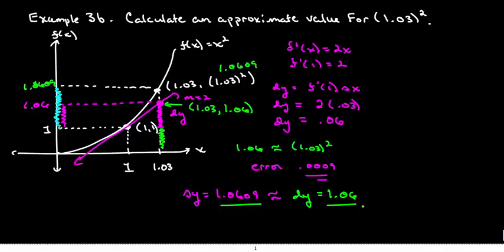Now I'm going to let you do the one for 1.0003 squared, and then of course the other one. I think that gives you enough information to play around with that.